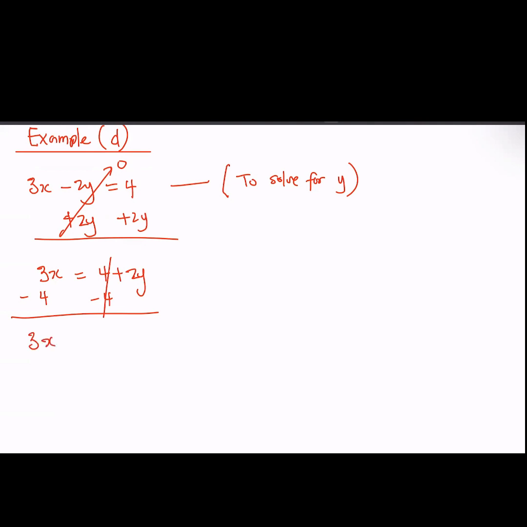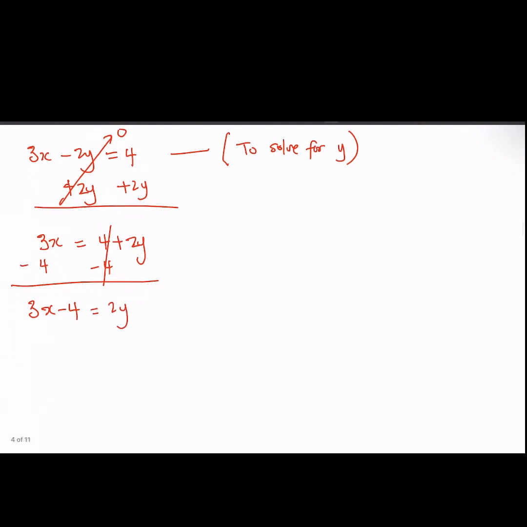So 3x minus 4 is then equal to 2y. Now you have to solve for y. You need to know the value of 1y because 2y is equal to 3x minus 4, but we want only 1y. To find 1y, divide both sides by 2, or divide each term by 2. So cancel. We have y is equal to 3 over 2 x minus 2. And that's your y value.